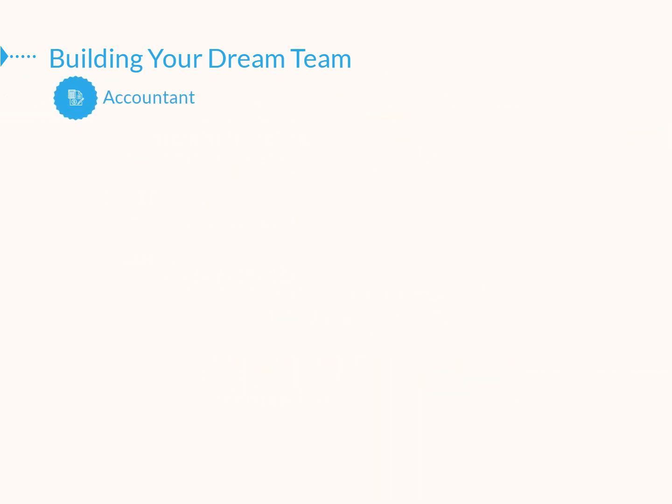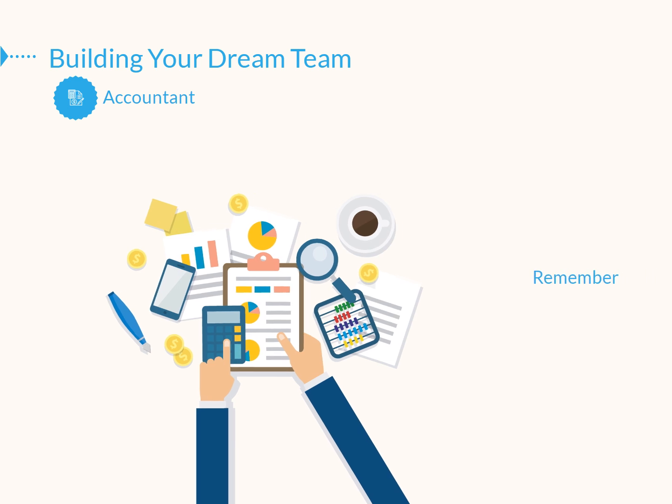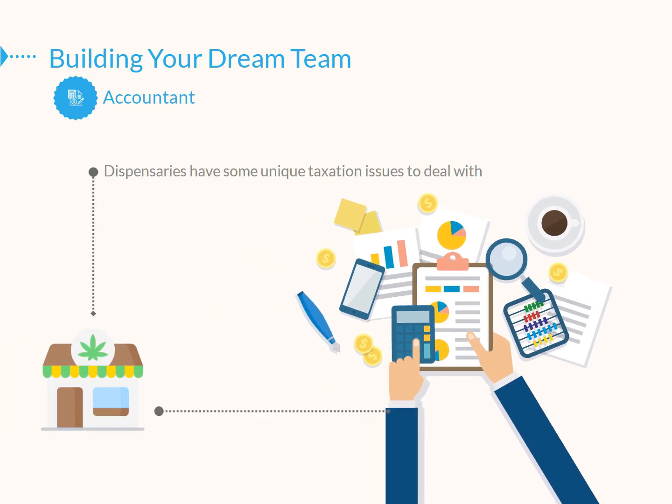Accountant. Few would argue that the relationship with your accountant is only slightly less important than that with your lawyer. Remember, Al Capone eventually went down for tax fraud, not trafficking. Dispensaries have some unique taxation issues to deal with, such as at the federal level, and there may be additional local issues as well.